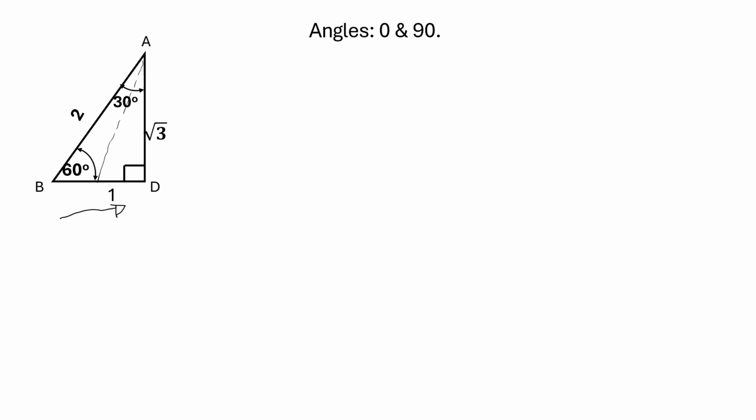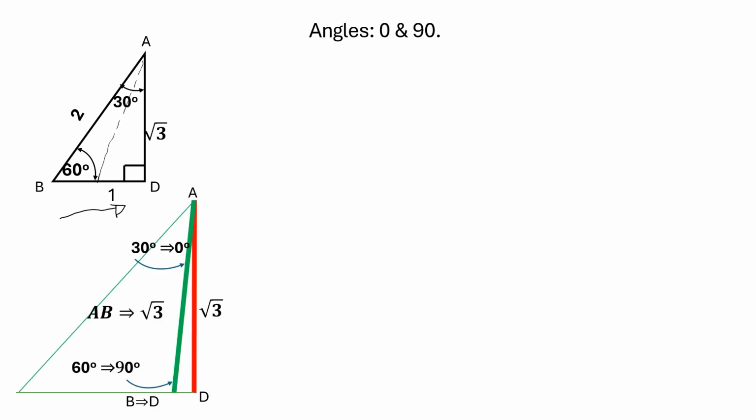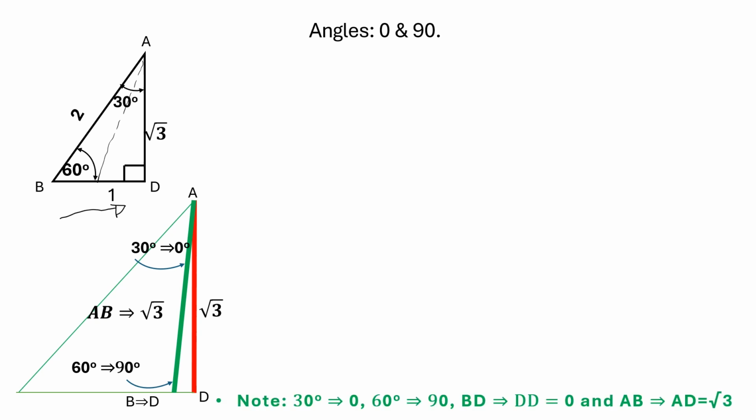is moving towards D, 30 degrees is reducing and 60 degrees is increasing. So by the time B gets to D, BD is 0, and hypotenuse AB will now be the same as AD. We can see that 30 approaches 0, 60 approaches 90, BD is 0 because it's a point at D now. And then AB equals AD, and that's root 3.